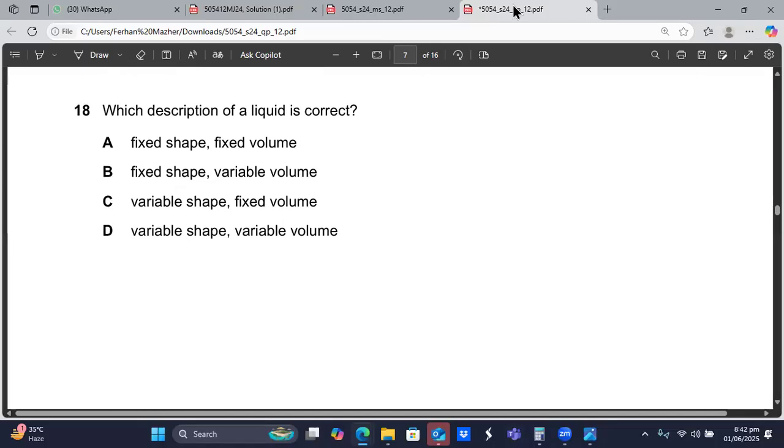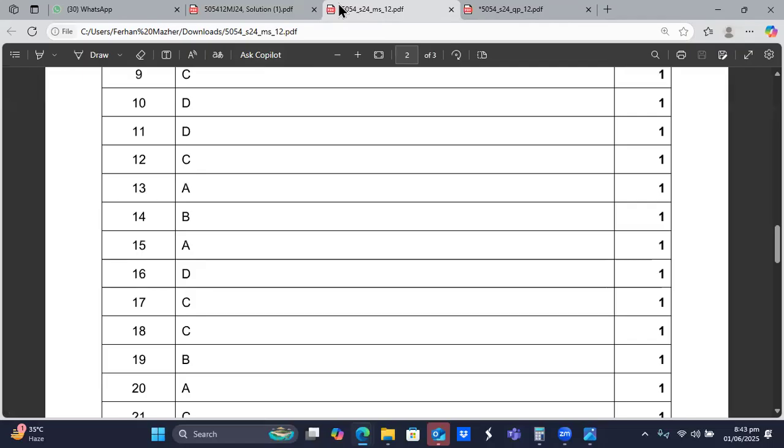Which description of a liquid is correct? Fixed shape, liquids do not have a fixed shape, so A cannot be the answer. Fixed shape, B cannot be the answer. Variable shape, yes. Fixed volume, that is true. The liquid has a variable shape, but its volume is fixed. So I think C is the answer, sir. D is variable shape and variable volume. The volume of the liquid is not variable. The volume of the liquid is fixed, but its shape is variable. So I think C is the right option, sir.